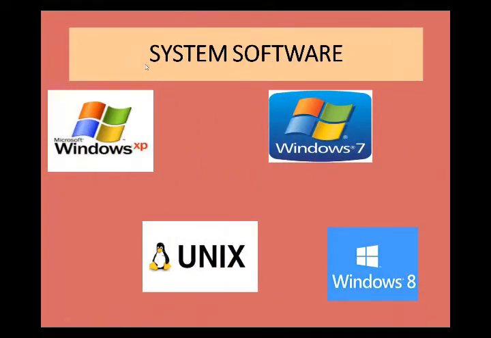The first type of software is system software. System software is also called operating system software. When you start your computer, the operating system automatically starts with it. There are different kinds of system software. Examples of system software are Windows XP, Windows 7, Unix, Windows 8. These are all system software, and we use system software to operate and run the computer.